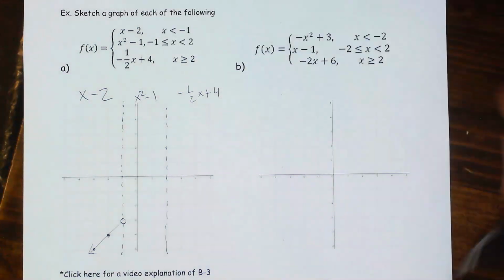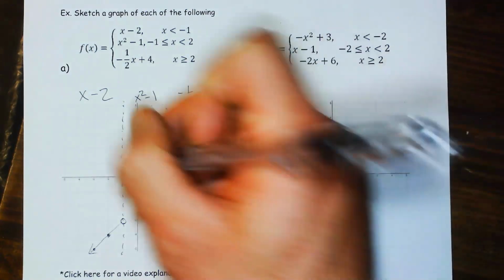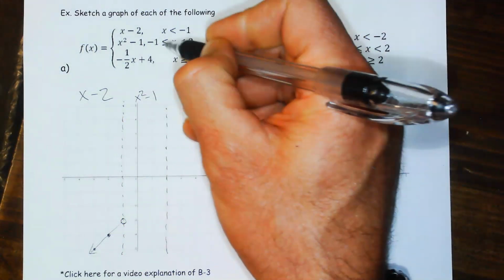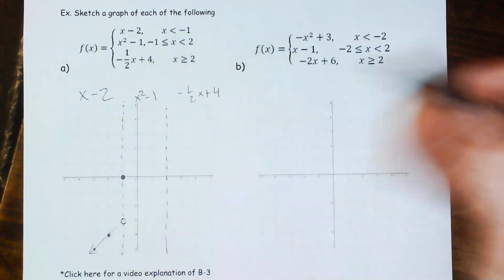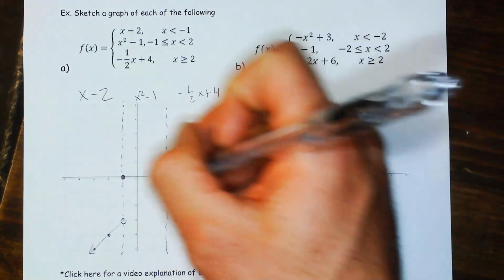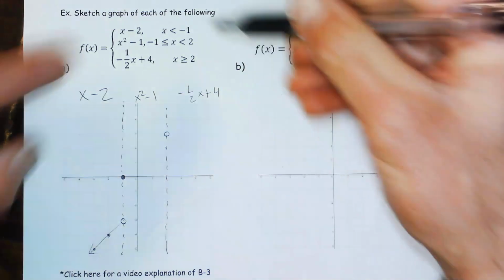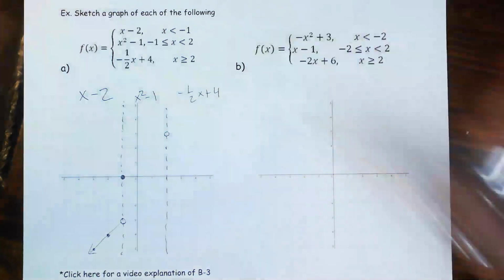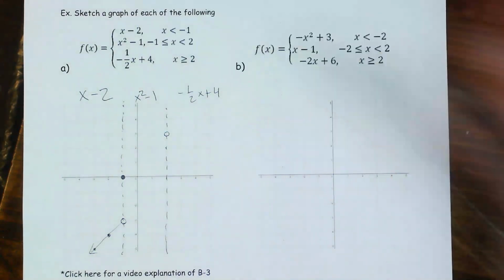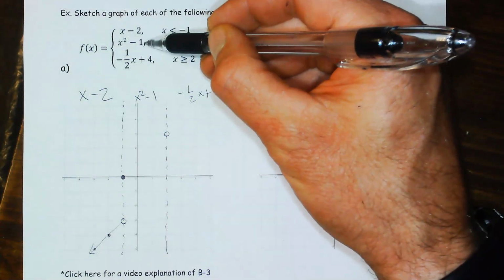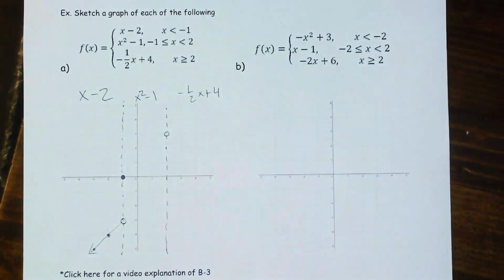All right, next one. If I plug in my endpoint, -1 squared is 1, and 1 minus 1 is 0. That should be a solid dot because this is a less than or equal to. Then 2 squared minus 1 is 3. So I'm going to go to the point 2, 3, and I'm going to put an open dot because, again, there's no equal to piece there. I maybe should have mentioned this from the beginning, but this comma just separates the equation from the section that is going to be graphed in.